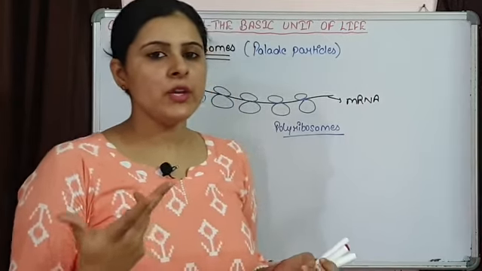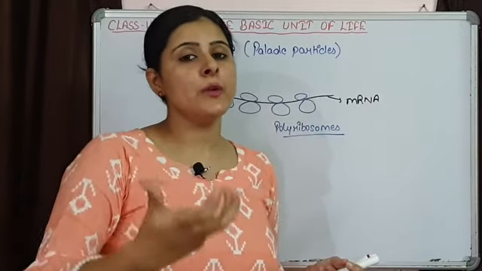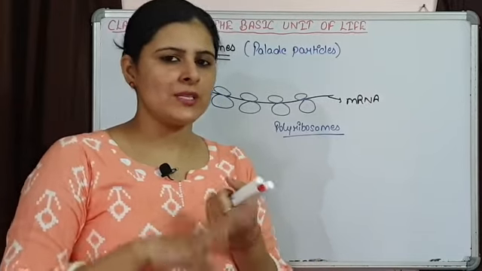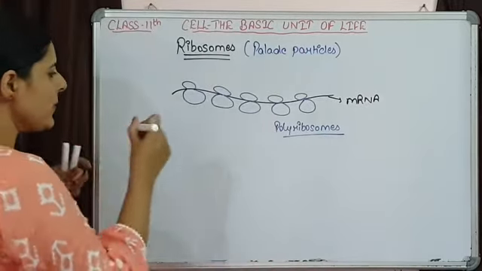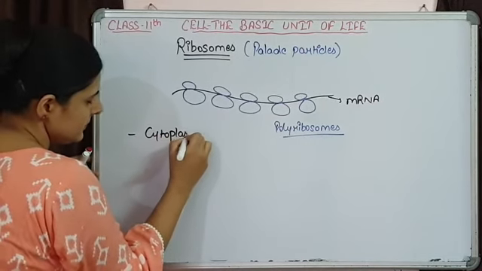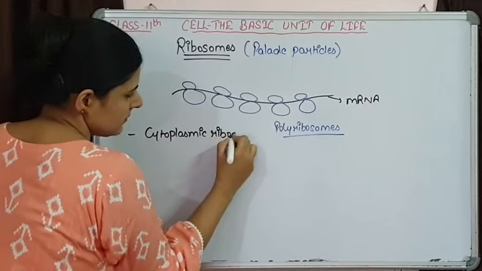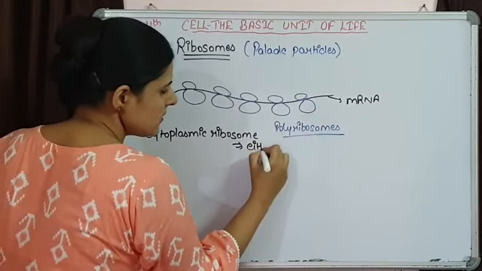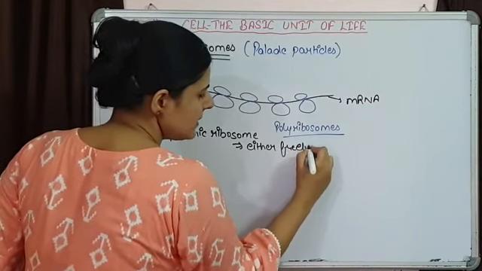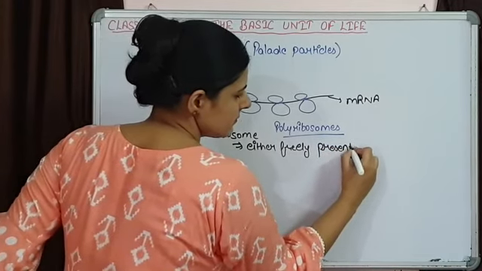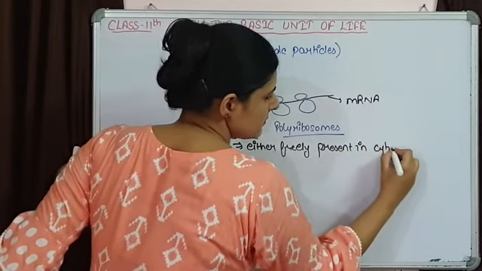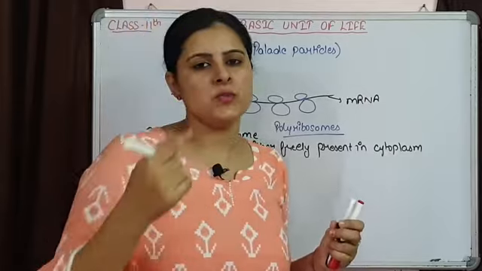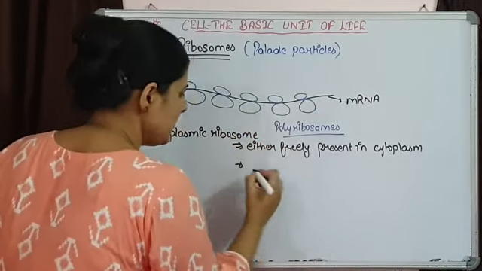Now again we are having two types of ribosomes depending upon where that ribosome is present. Either the ribosome is present in cytoplasm or the ribosome is present in the organelle. So we have cytoplasmic ribosomes, that means these are the ribosomes which are either freely present in cytoplasm or they are present on the cytoplasmic surface of endoplasmic reticulum.